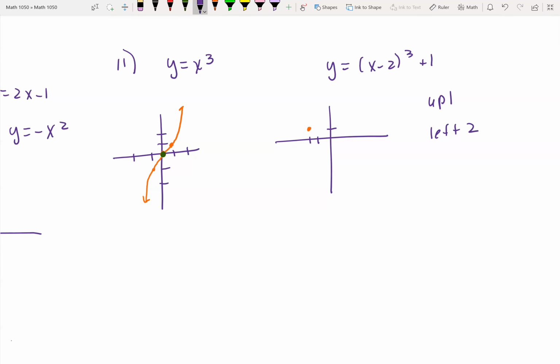And then the stretch is normal. So I'm going to go right one up 1, left one down 1. The next one's 8, so I know it's going to be super steep. So it looks like that. Find the domain and the range of the final graph. Domain, go from left to right, touches everything, all real numbers. The range, start low, move up, touches everything, all real numbers.